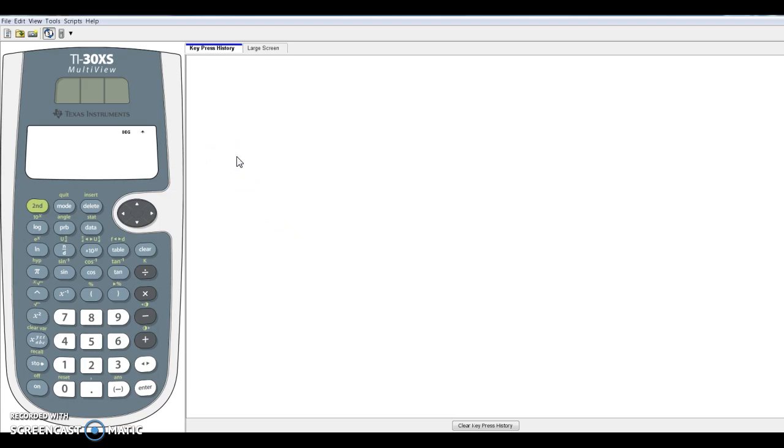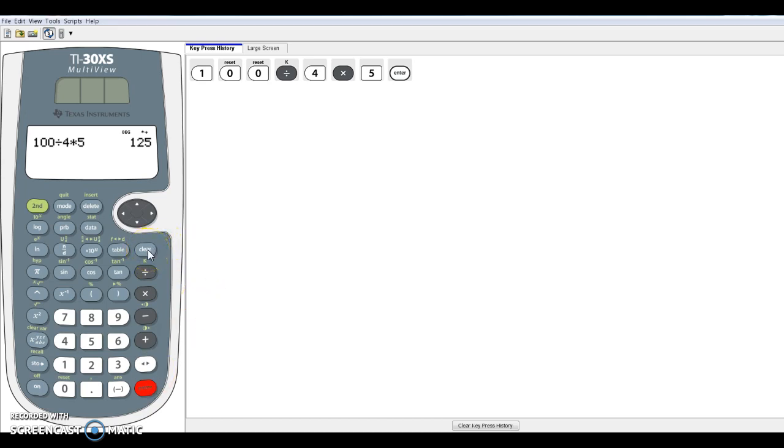Okay, let's say that we have 100 divided by 4 times 5. Okay, and we're going to enter and see that answer. So that answer is 125. Now let me show you what the difference that a parentheses can make.